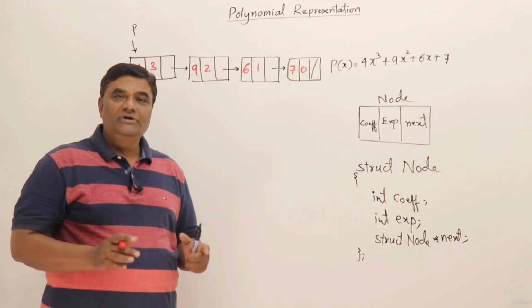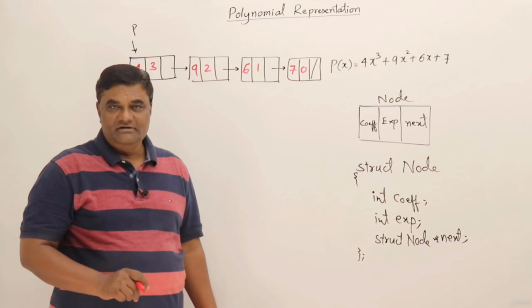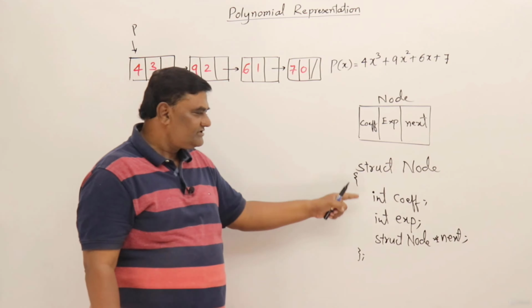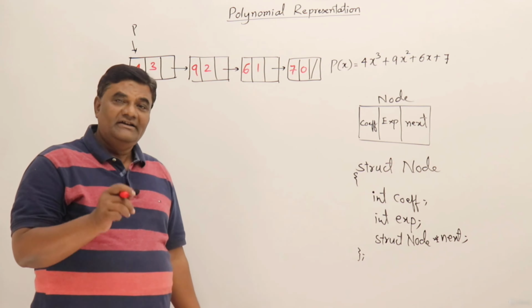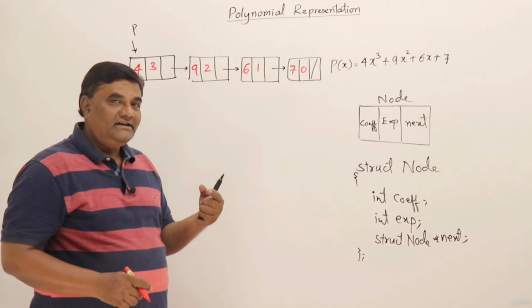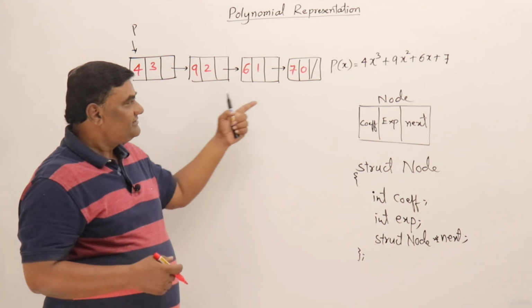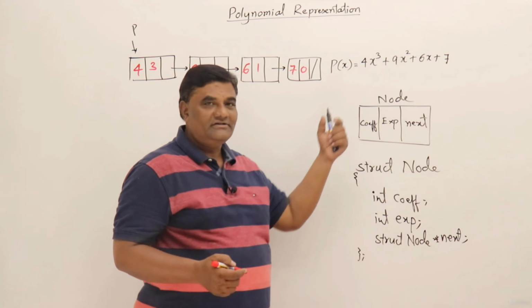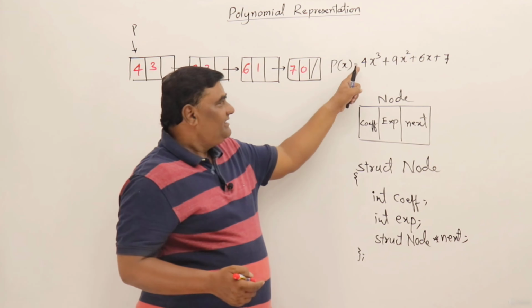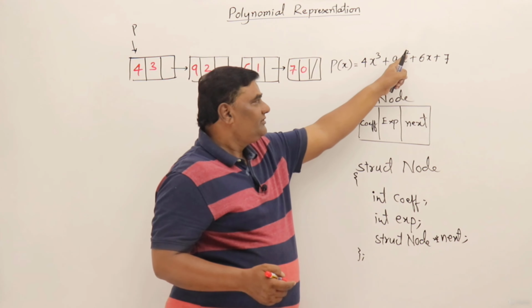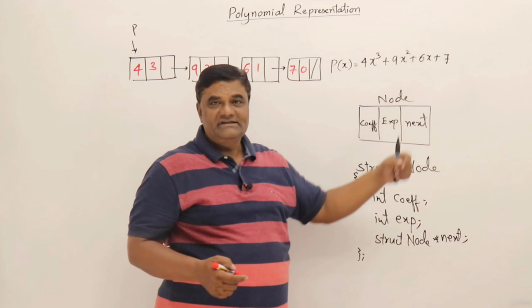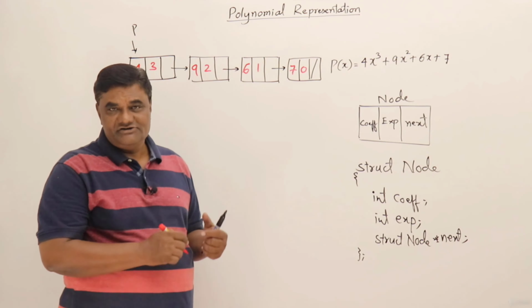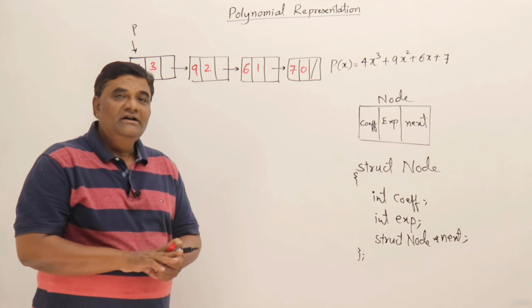Now we will learn how to evaluate a polynomial. We already have a polynomial represented using a linked list with this node structure. Now if we know the value of x, how can we get the result of this polynomial? Suppose x is 1, then this will be 4 plus 9 plus 6 plus 7. If x is 2, then it will be 4 into 2 cube plus 9 into 2 square plus 6 into 2 plus 7. That's how I have to evaluate this. I will show you the procedure and also write a function to evaluate it.